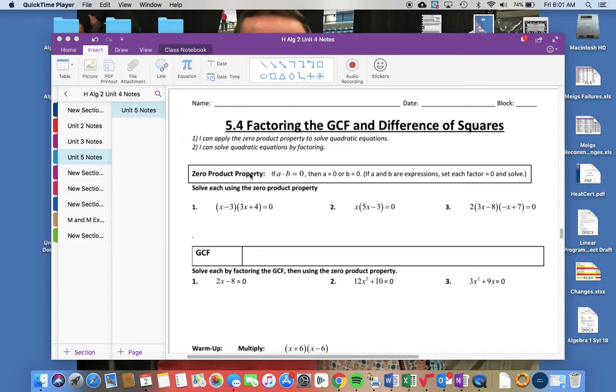Today we are going to be talking about in 5.4 factoring the greatest common factor, or GCF, as well as what's called the difference of squares. Before we do that, we're going to talk about what's called the zero product property, which basically says this. If you have two different quantities multiplying to be zero, if A multiplied by B equals zero, then either A has to be zero or B equals zero.